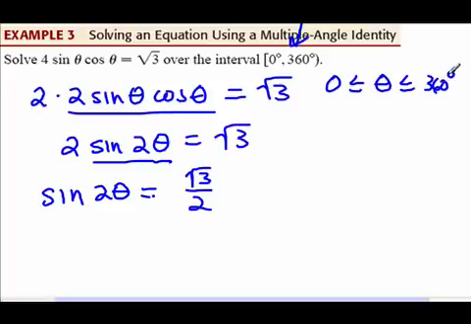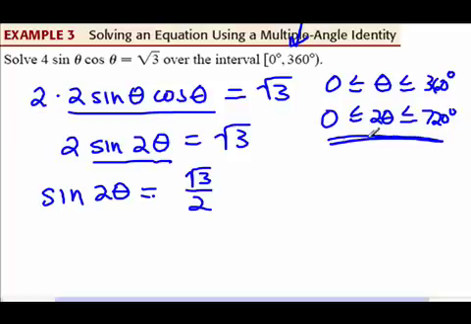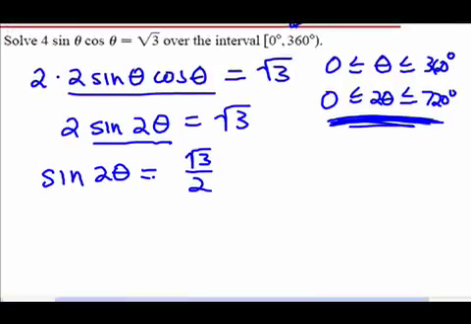Which means if I multiply that inequality by 2, 0 times 2 is 0, and we get 2 theta, and we get a 720. So if theta has to be between 0 and 360, 2 theta has to be between 0 and 720. So you and I are going to travel around the unit circle 2 times, right? That's what this is saying. We're going to find all of the angles who have a sine of square root of 3 over 2, and we're going to list all the possibilities for 2 theta.